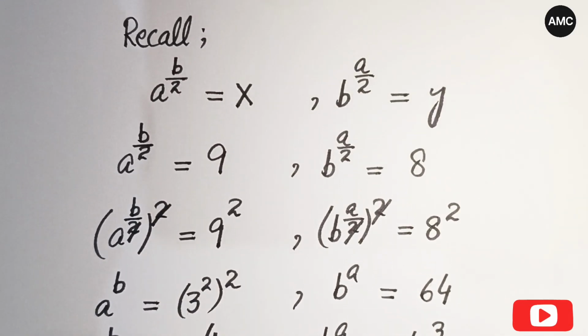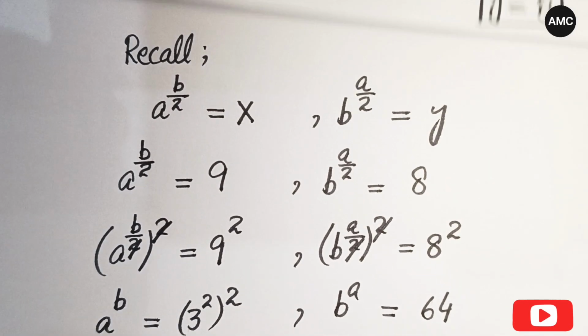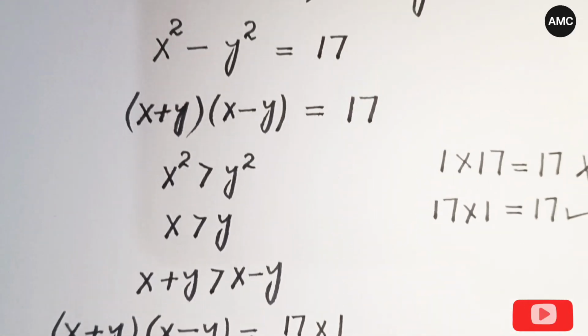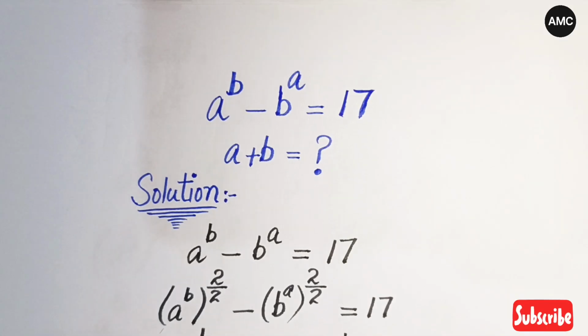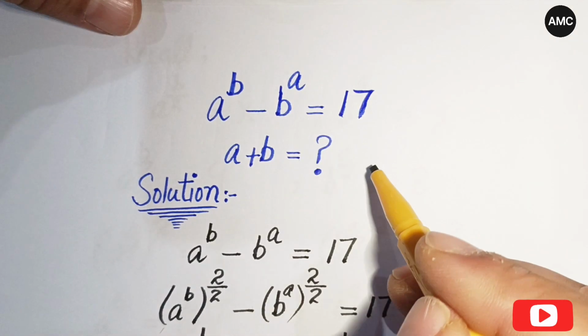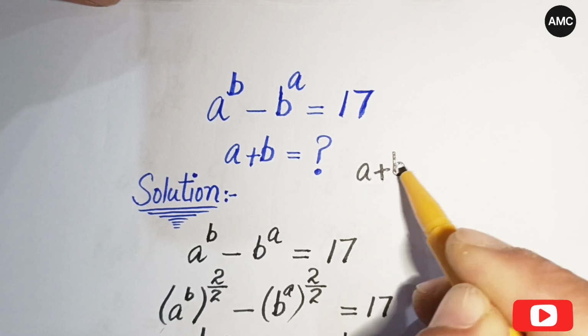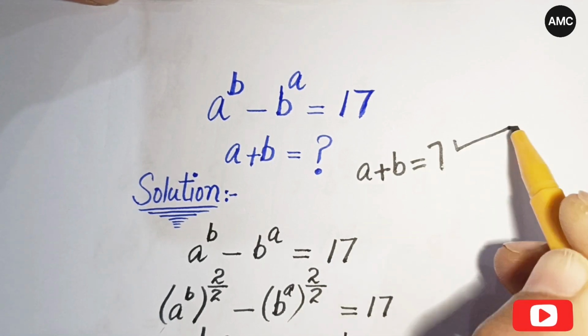Now we are going to just review our problem here step by step. So our final value of a plus b is equal to 7. Here we have a plus b is equal to 7. It is our final answer.